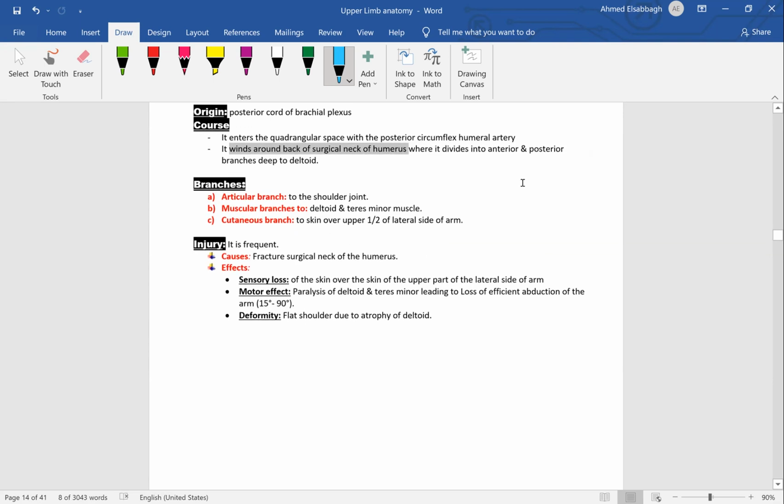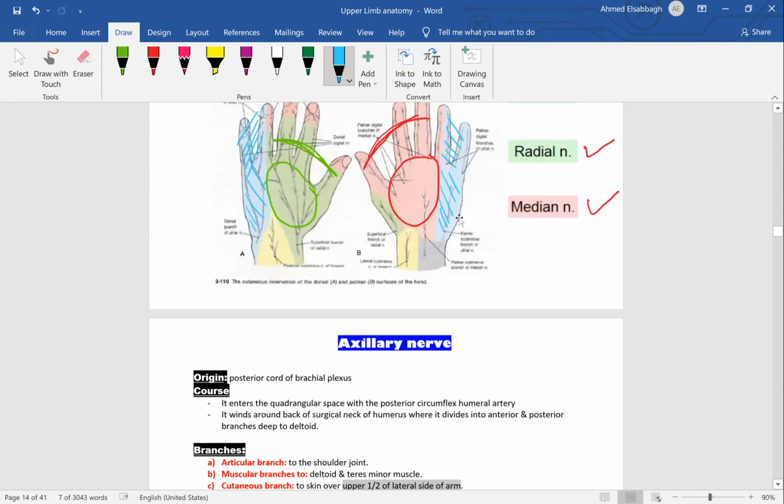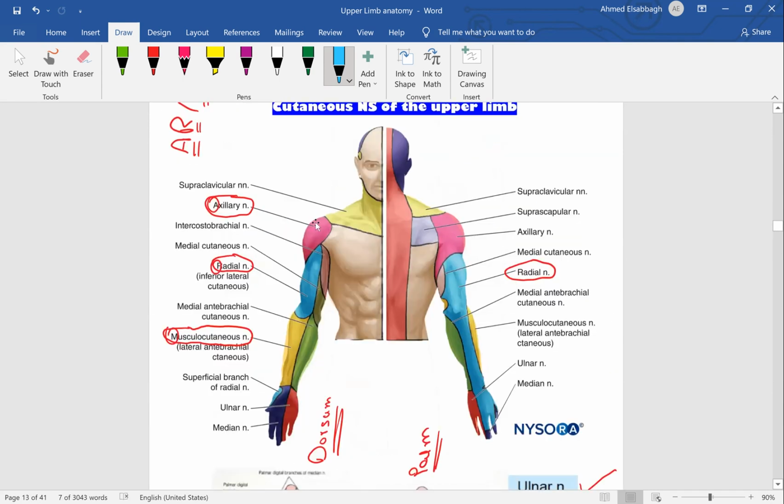What are the branches? Articular, not important. Muscular to deltoid and teres minor, which is very, very important. Sensory or cutaneous to skin over the upper half of the lateral side of the arm. Yes, this one, the axillary nerve, supplies the upper lateral side of the arm. So nothing new till now.